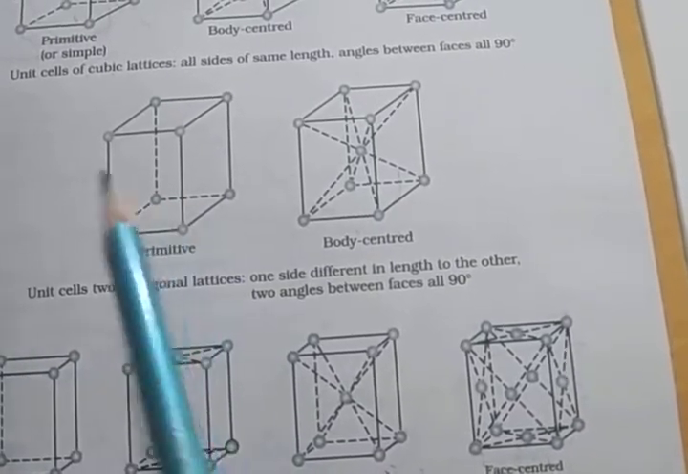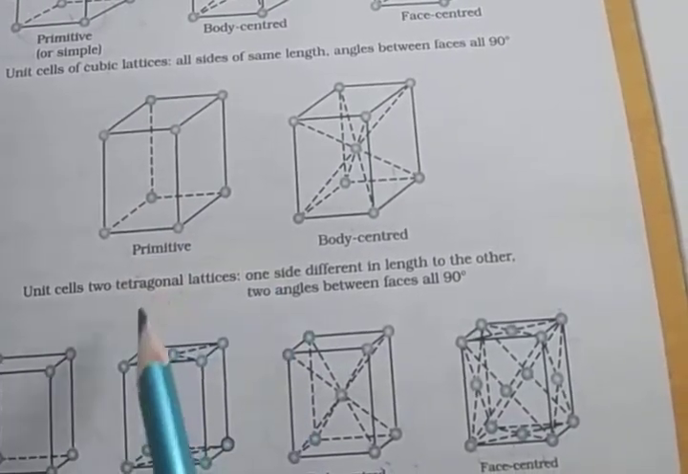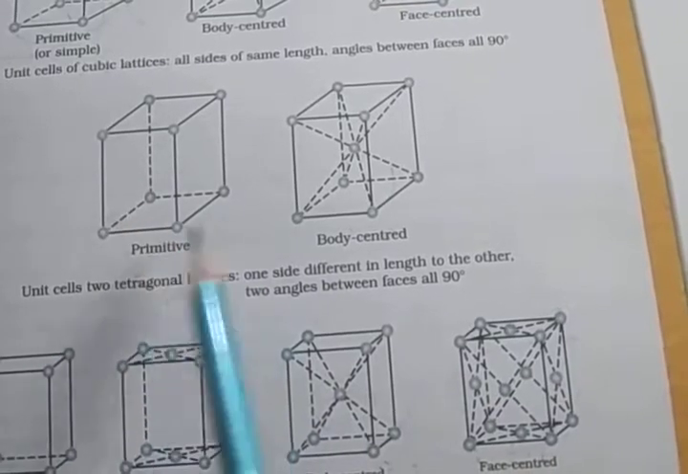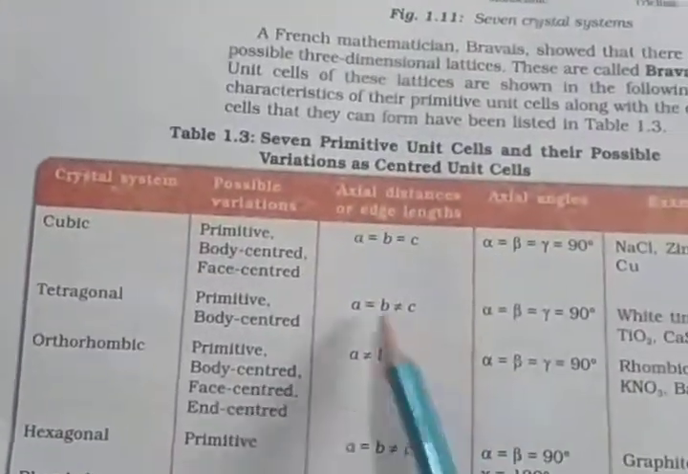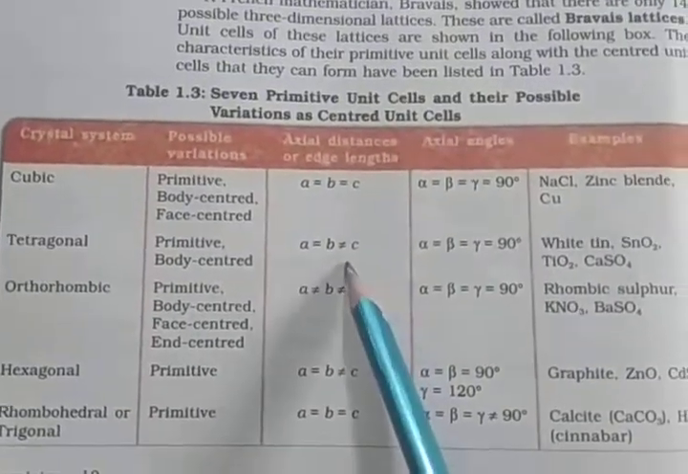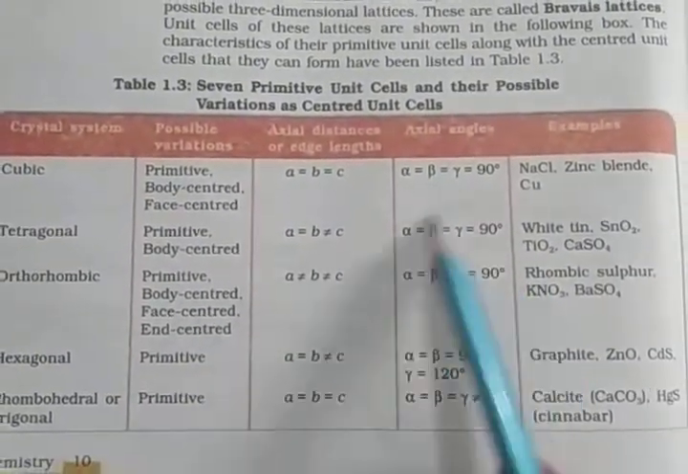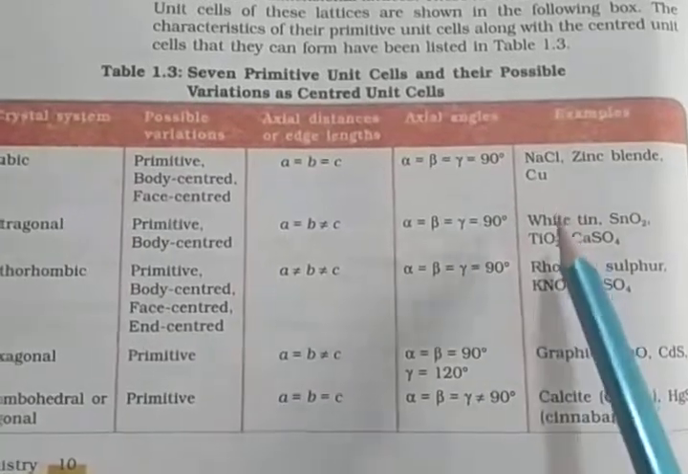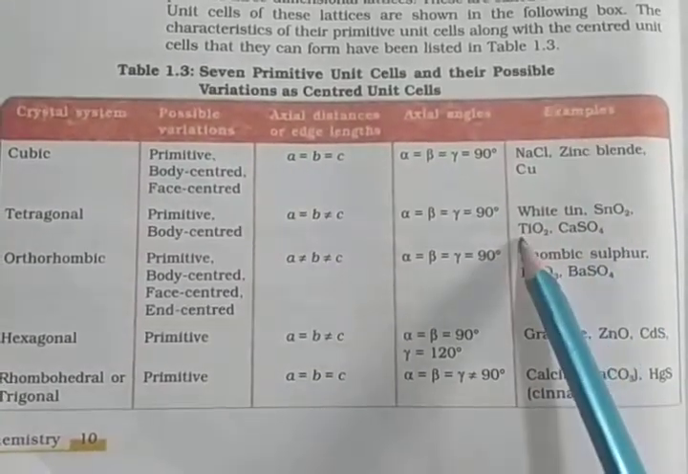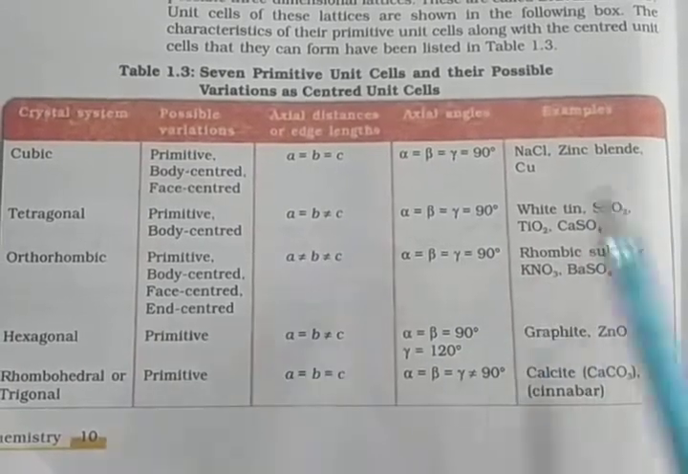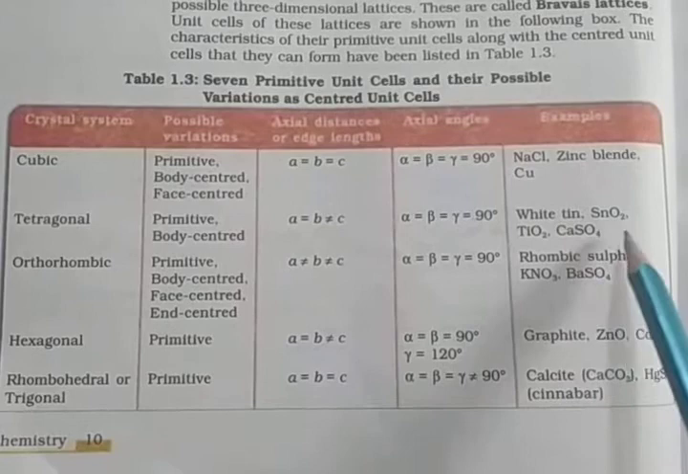So one side is different in length from the others, while all angles between the faces are 90 degrees. A and B are equal but not equal to C. Examples of tetragonal: white tin, SnO2, TiO2, CaSO4. That is, white tin, tin oxide, titanium oxide and calcium sulfate.